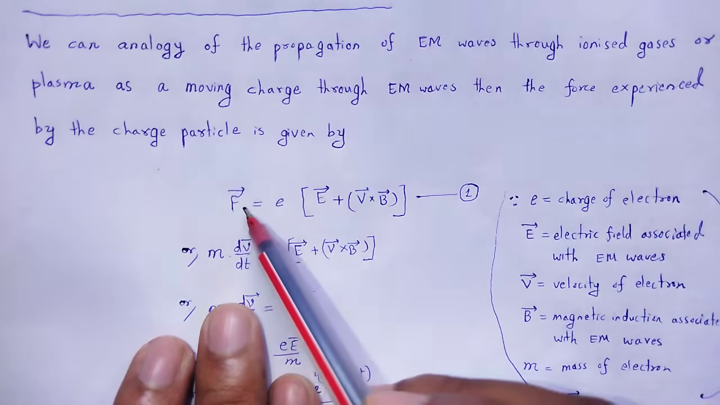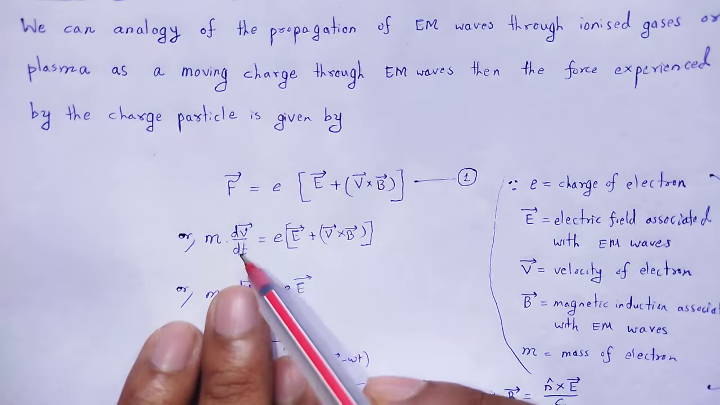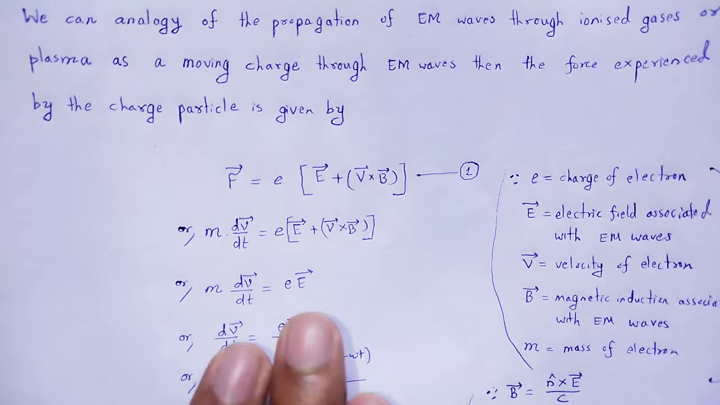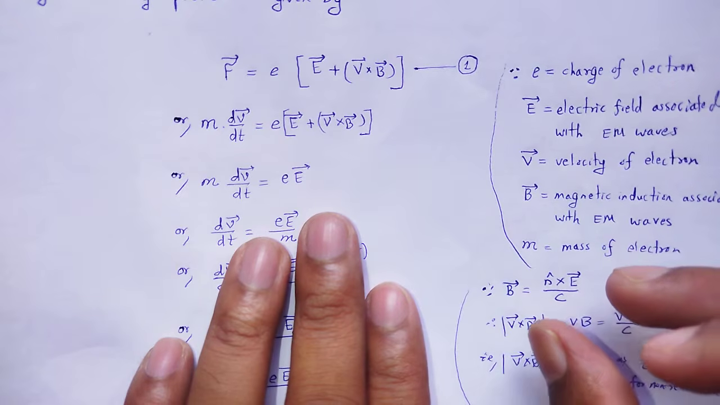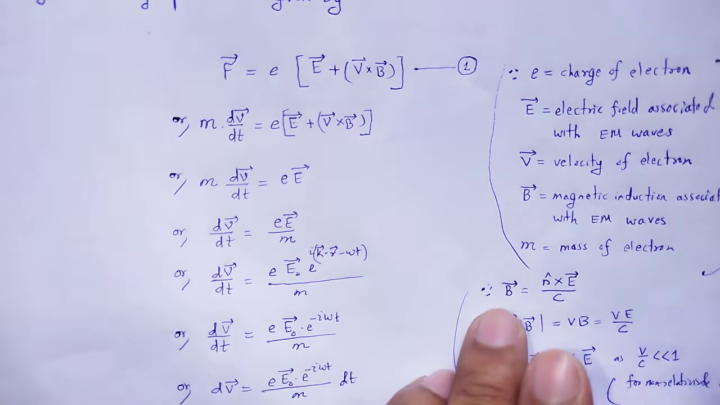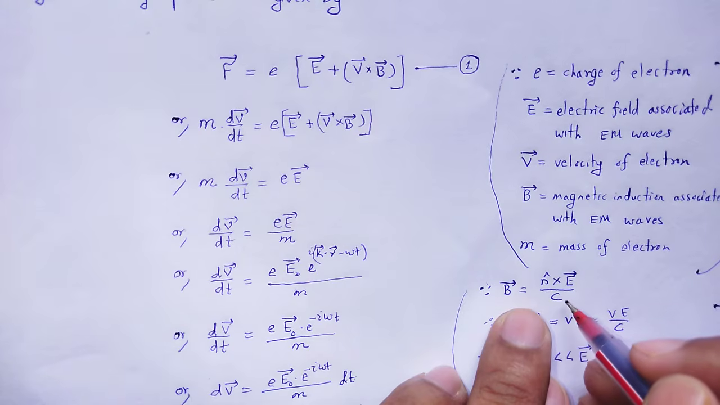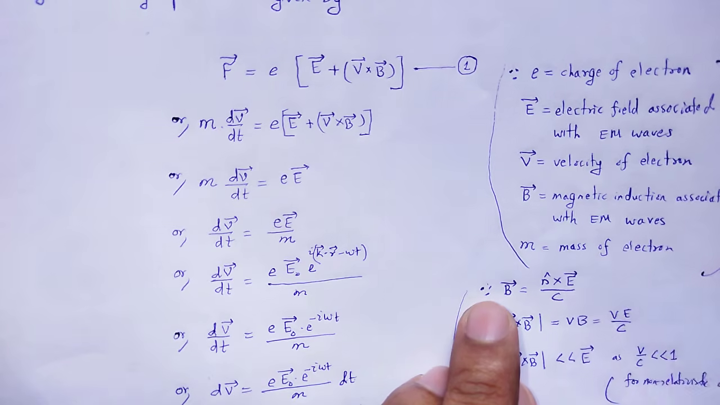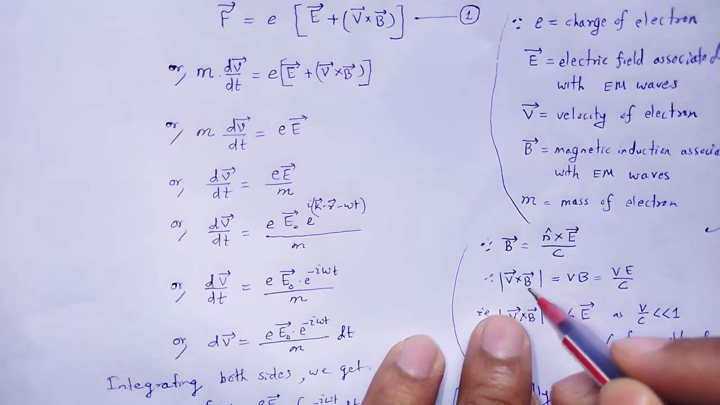Now the concept of force as mass into acceleration, here small m is the mass of an electron, and acceleration is the rate of change of velocity, dv by dt. Look here how magnetic field is related to that of electric field in case of electromagnetic wave propagation. As we have already known, B vector is equal to n cap cross E vector divided by c. E vector is perpendicular to that of B vector and it is related by 1 by c times of that one. Therefore, its cross product magnitude is vB.